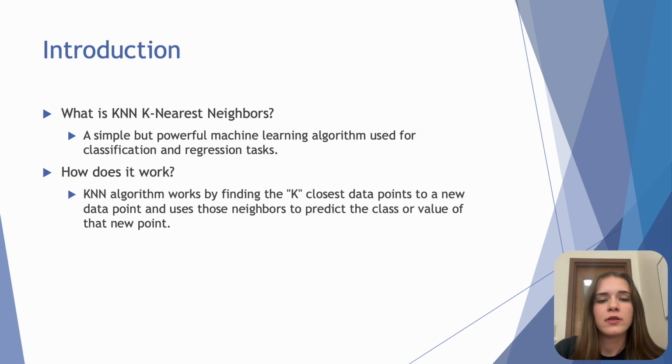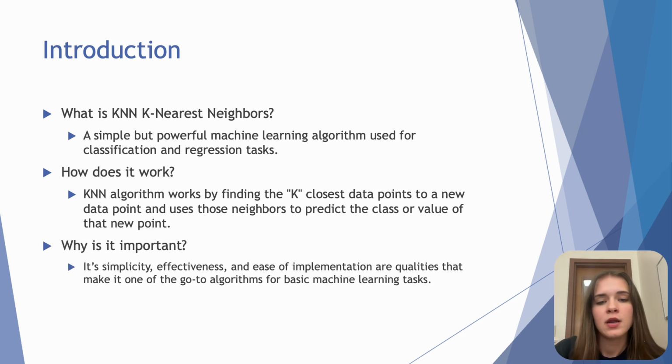So how does it work? The KNN algorithm works by finding the K closest data points to a new data point and uses those neighbors to predict the class or value of that new point. Why is this algorithm important? Essentially, its simplicity, effectiveness, and ease of implementation are qualities that make it one of the go-to algorithms for basic machine learning tasks.